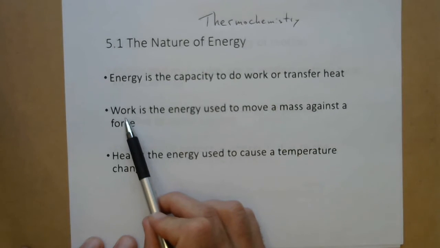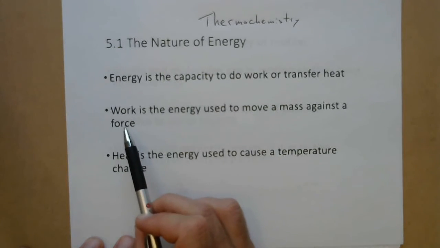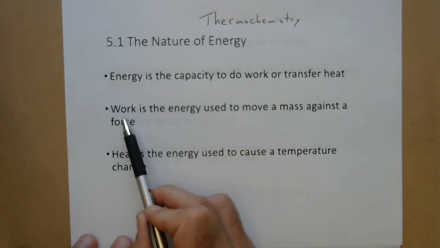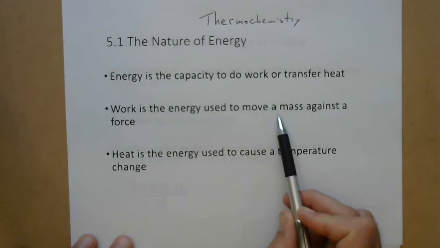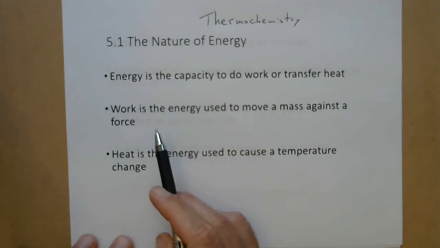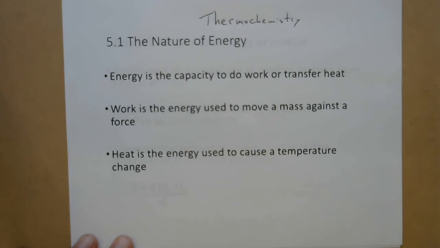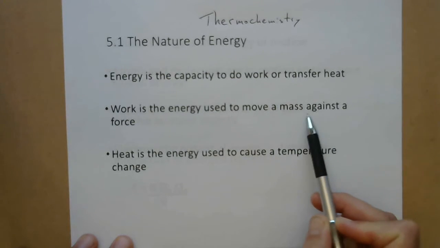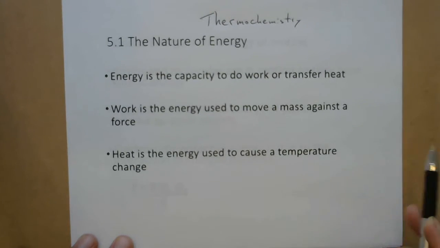So what is work? At the beginning of the chapter, they talk a little bit about work, just so we understand all the different types of energy available. Work is the energy used to move a mass against a force. If you lift your book up into the air, or try to push your car down the road, you're using energy because you're moving a mass, the car or the book, against a force.